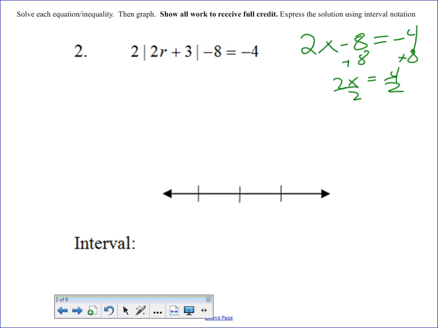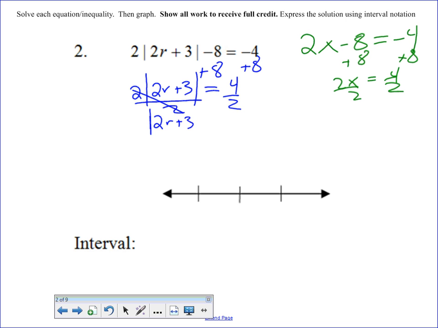We're going to start off by adding 8 to both sides of the equation. Now I have 2 times the absolute value of 2r plus 3 equals 4. Then I'm going to divide both sides by 2. The 2's cancel. So now I have the absolute value of 2r plus 3 equals 2. You can see we did the same process we did over here in the green.